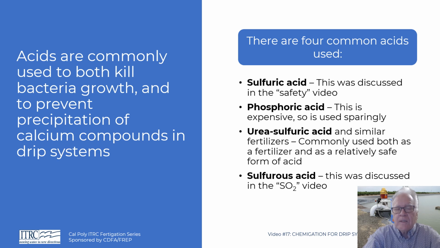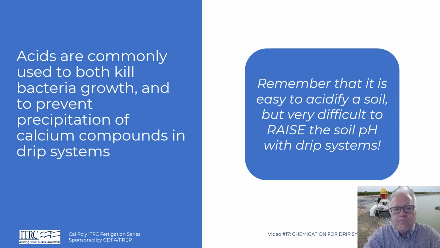Urea sulfuric, N-furic it's called, and similar fertilizers. They're used both as a fertilizer and as an acid source. And then sulfurous acid, which was discussed in the SO2 video module.